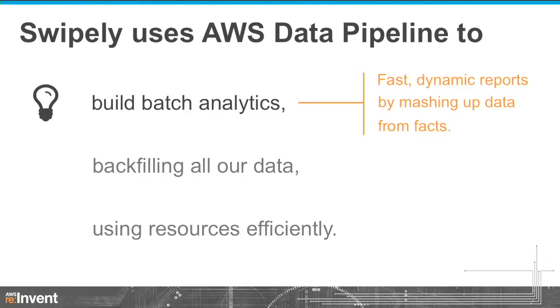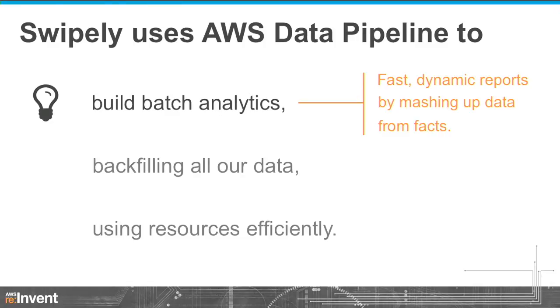Now I'm going to first walk through the types of product features we build with batch analytics. The feature I'm going to talk about is a fast dynamic report that involves mashing up data. Now I want you to pretend for a moment that you're a local merchant. Say you own a restaurant, and you just launched a marketing campaign during Mother's Day. And people came in, ordered stuff. You want to now know how effective your campaign was.